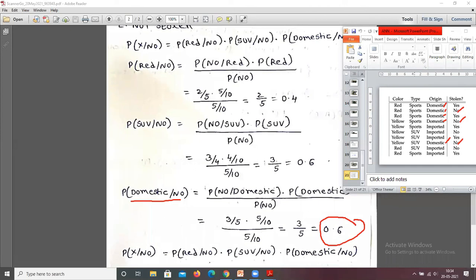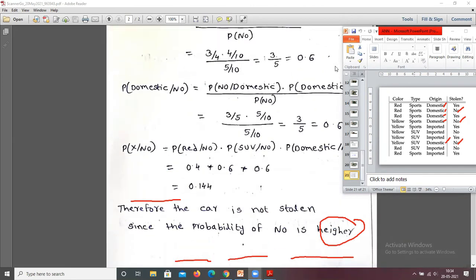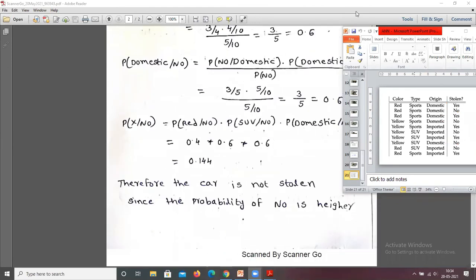Now, what is the total probability of X given no? Probability of red given no, probability of SUV given no, and probability of domestic given no. If you calculate all these values, the probability of red given no is 0.4, probability of SUV given no is 0.6, and probability of domestic given no is 0.6. If you multiply these three, we got 0.144 as an answer.